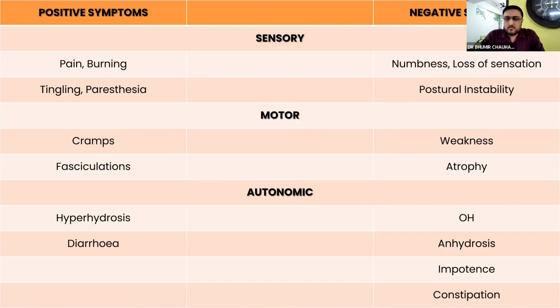In motor, we will have the classical motor weakness, that is muscle weakness, and there will be atrophy, muscle atrophy. Remember, muscle atrophy is a negative symptom. It is a loss of function of the muscle. And in autonomic symptoms, there will be orthostatic hypotension, loss of sweating, erectile dysfunction or impotence, and constipation. So these are broadly the categories of how the patient will present to you and how you are supposed to classify the symptoms into positive and negative. How is it important? That we will come to see in later slides, but for now, you just keep this in mind.